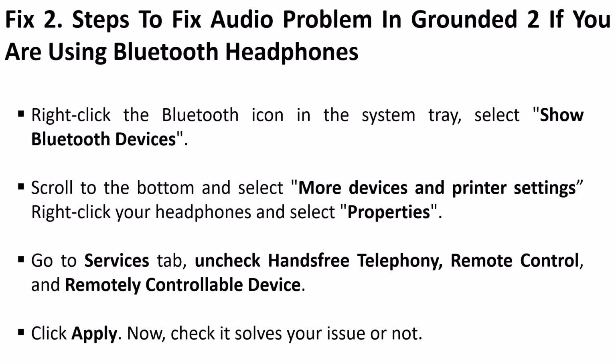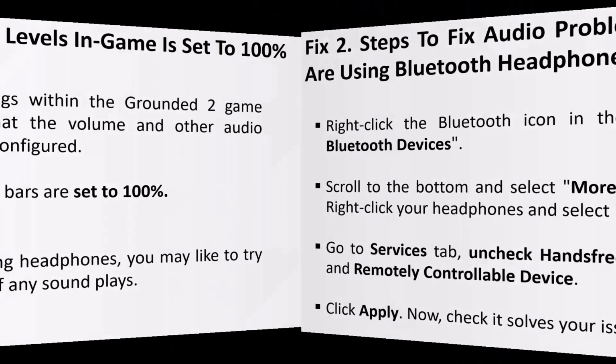If you are using Bluetooth headphone, then here follow these steps. Right click the Bluetooth icon in the system tray, select Show Bluetooth devices. Scroll to the bottom and select More devices and printer settings. Right click your headphones and select Properties. Now go to Services tab and check Hands-free telephony, remote control and remotely controllable device. Then hit on Apply. Now check if it solves your issue or not.